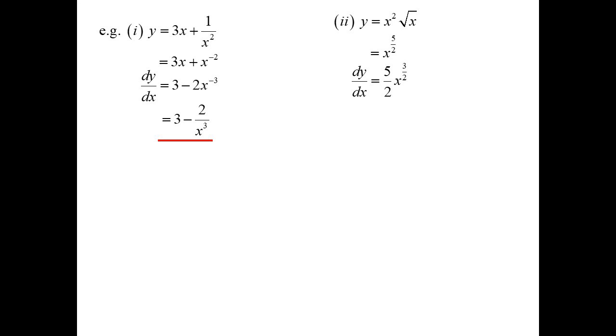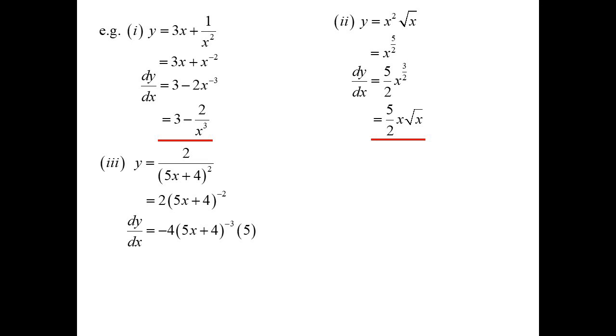Bring down the power, lower the power. We have the mere mortal answer, super mathematicians. 5 on 2, x root x would be our derivative. Next, 2 over 5x plus 4 all squared. Now, this I would rewrite as 2 times 5x plus 4 to the negative 2. And guess what we're about to do? Anarchy. All right, bring down the power. 2 times negative 2 is negative 4. Lower the power becomes negative 3.